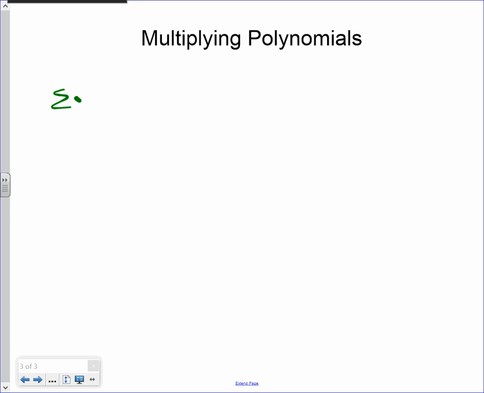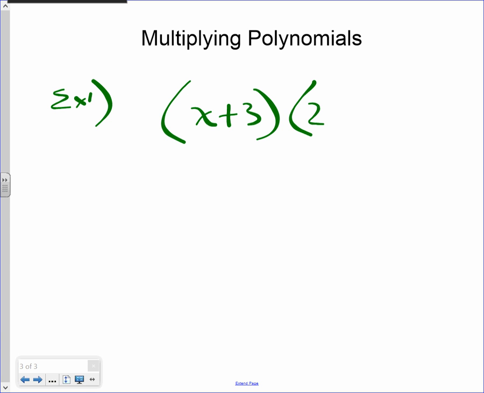I'm going to write example 1. How about x plus 3 times 2x minus 4? So notice I have two binomials now. We're going to multiply these puppies. We're not adding them, we're not subtracting them, we're multiplying them. Notice how they're right next to each other, the parentheses.